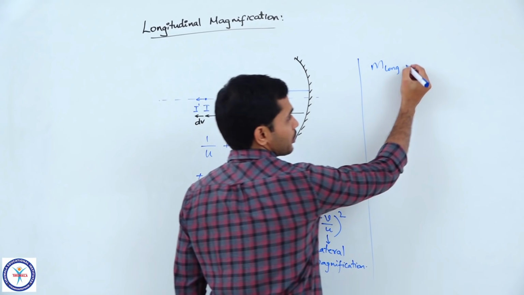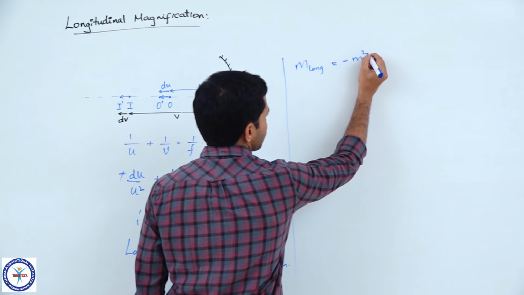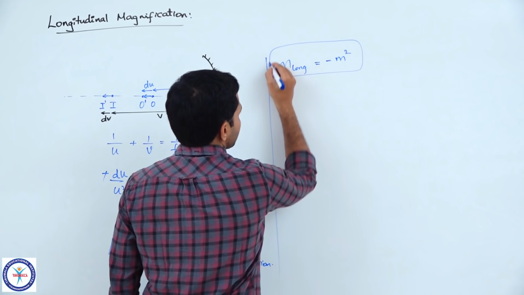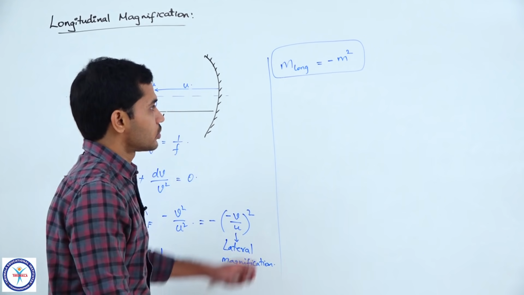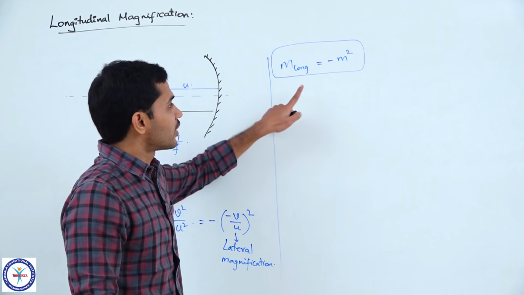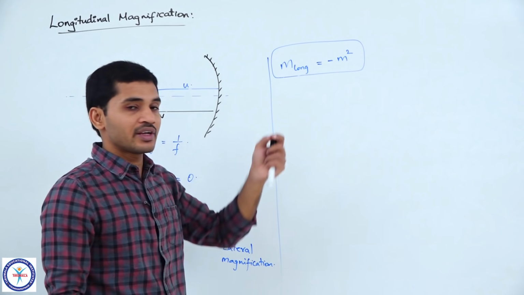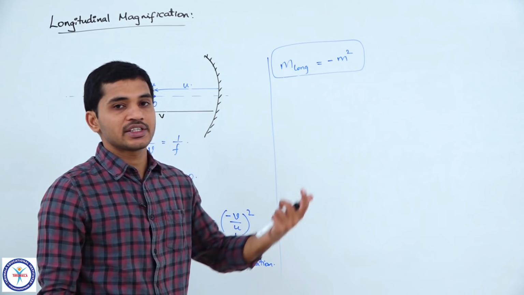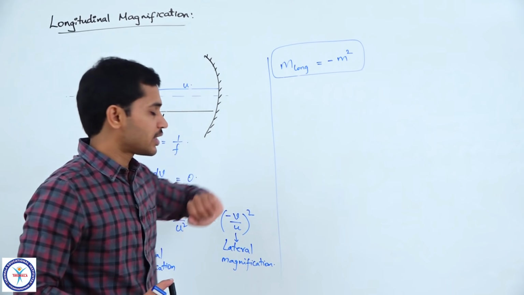m long, representing longitudinal magnification, is equal to minus m square. So, when I just write m, it generally means lateral magnification. I do not have to specify that, but whenever writing longitudinal magnification, make sure to represent it. So, whenever you see just m, that is normally lateral magnification. This is the basic expression which we get.